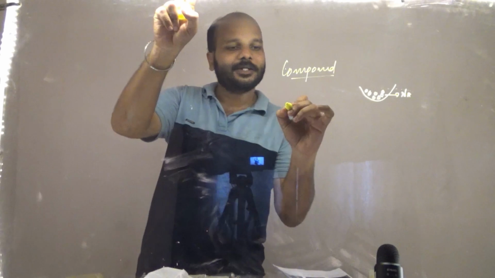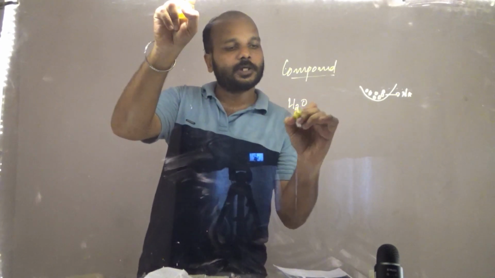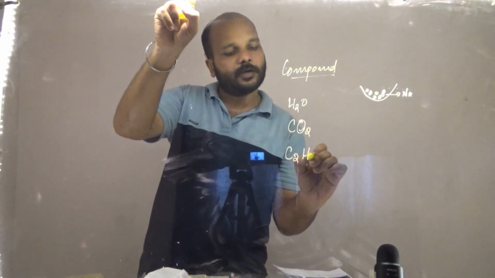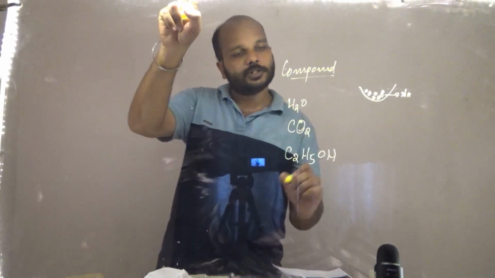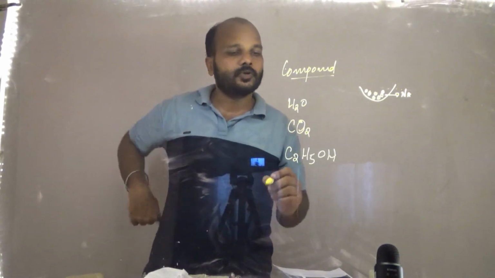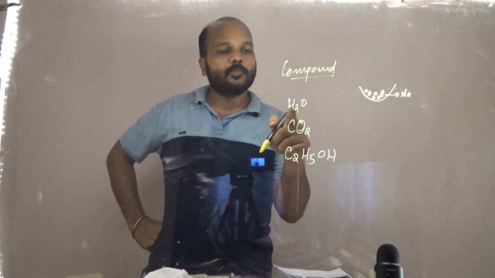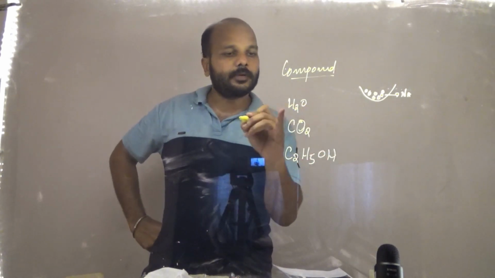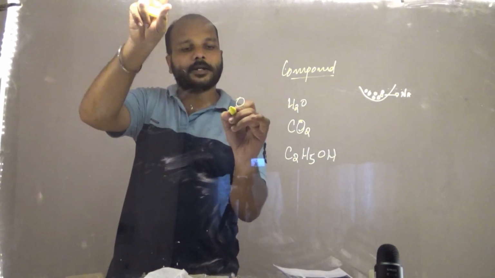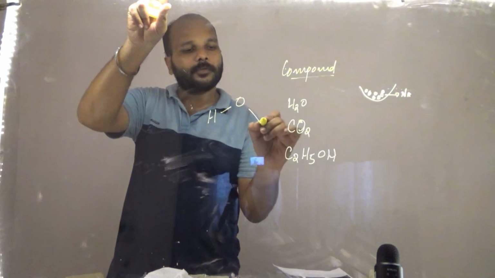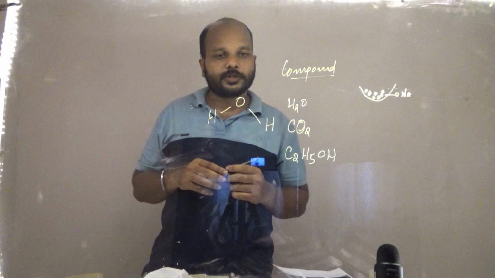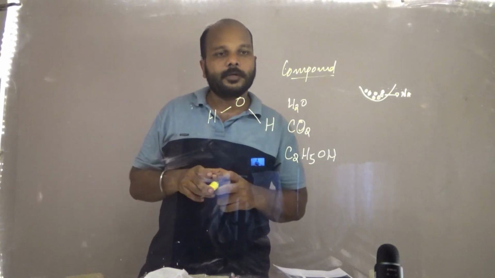For example, H2O. This is a compound. Carbon dioxide. This is a compound. C2H5OH. This is also a compound. Here more than one element is combining. For example, in the case of water, two hydrogen atoms are bonded to oxygen. So this is a compound.